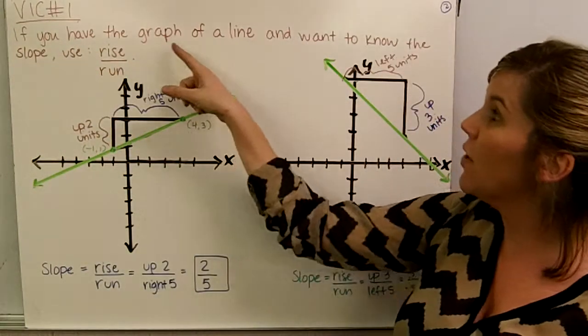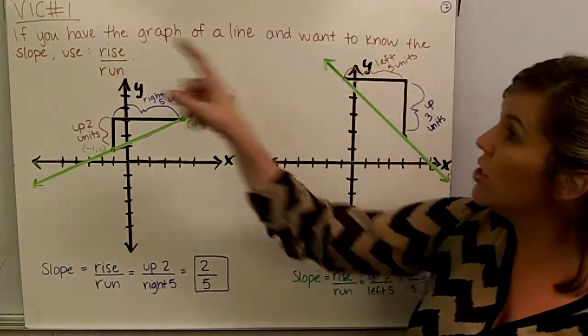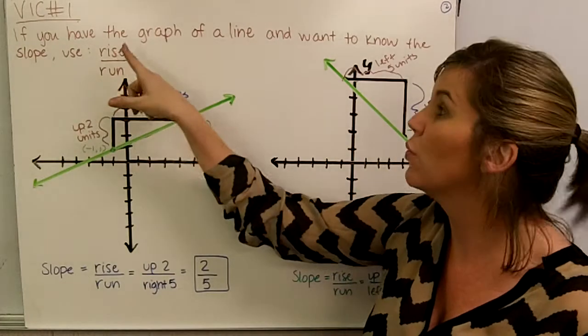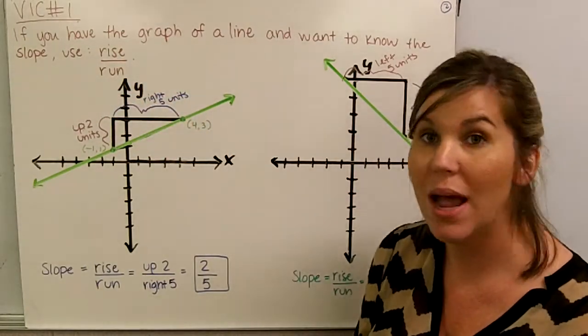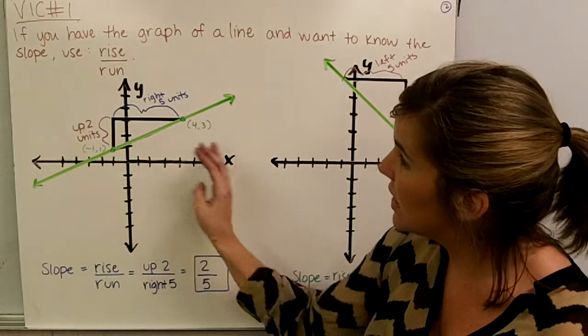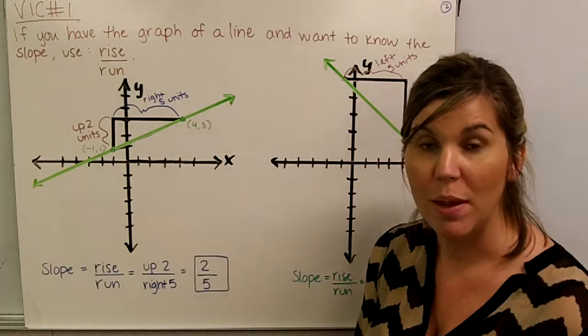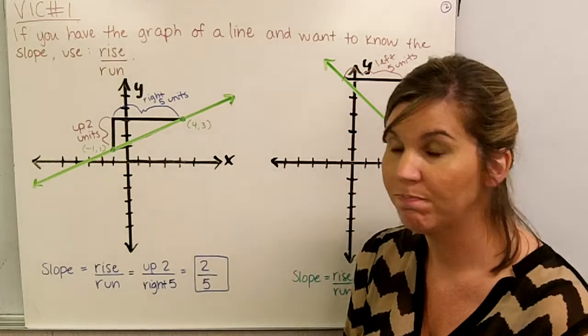Number 1, if you have the graph of a line and want to know the slope, use rise divided by run. Oftentimes you'll hear people say rise over run. So I have an example. You'll want to get some graph paper so you can go ahead and pause the video.